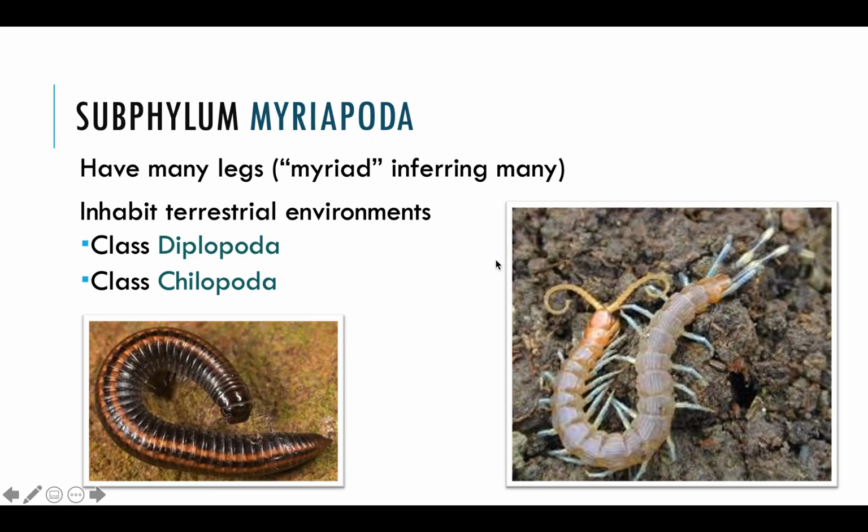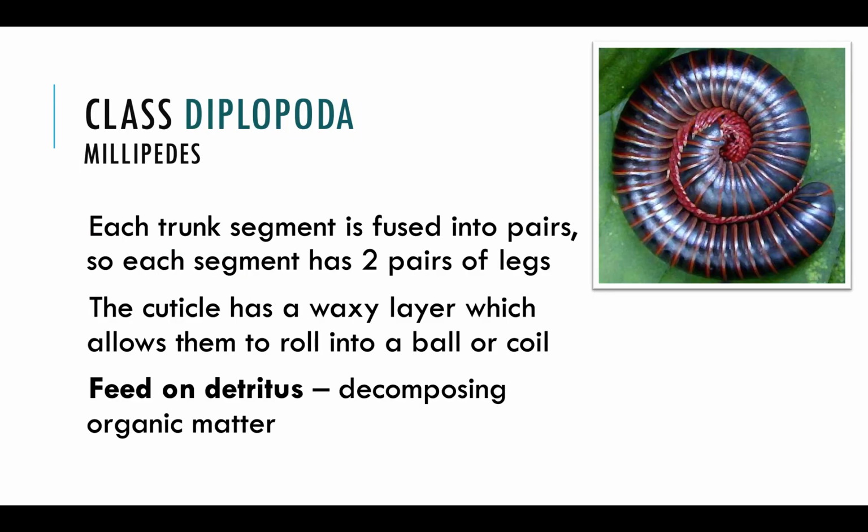Okay. So the next subphylum under the phylum Arthropoda, okay, is Myriapoda. So Myriapoda, these have many legs, okay, and we have 2 different classes under these. We have Diplopoda and Chilopoda. So the first class, Diplopoda, are the millipedes. So these organisms, the way you can differentiate them, each trunk segment is fused into pairs.